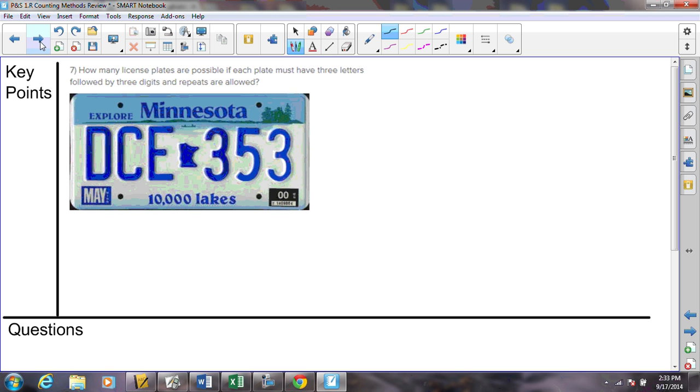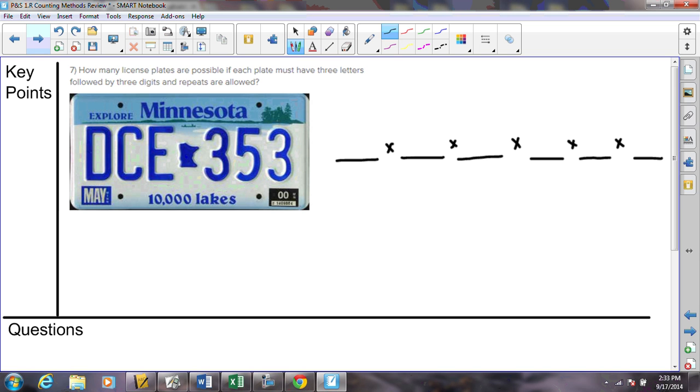So here we go. How many license plates are possible in Minnesota if each plate must have 3 letters followed by 3 digits, and things are allowed to repeat? So what we're noting is letter, letter, letter, followed by number, number, number. That's the format we have to have.